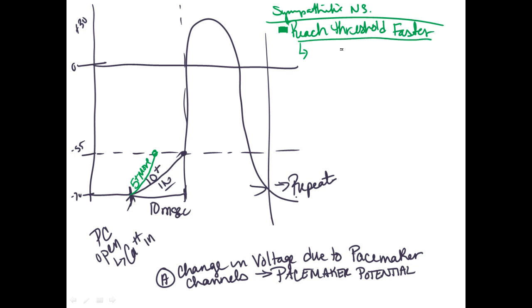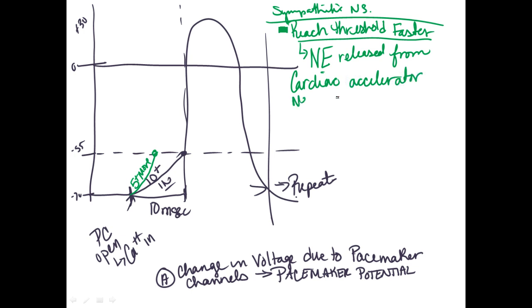Well, how does this occur? Well, as you recall, the sympathetic nervous system releases the neurotransmitter norepinephrine. This is where that review I told you about from the autonomic nervous system is going to come in handy. So this norepinephrine is released from cardiac accelerator nerves. This norepinephrine is going to bind to beta-1 receptors.